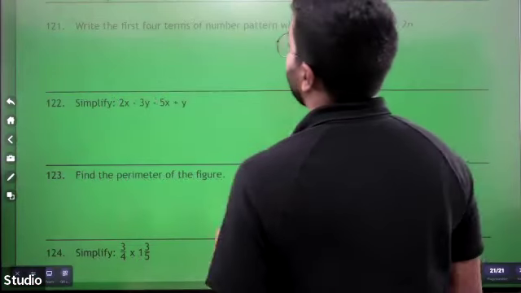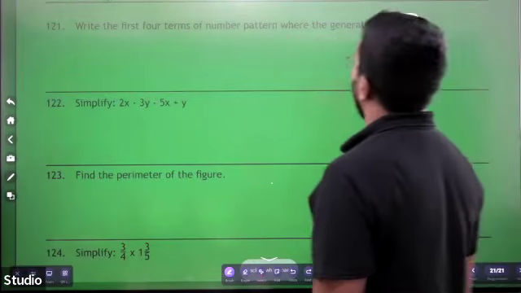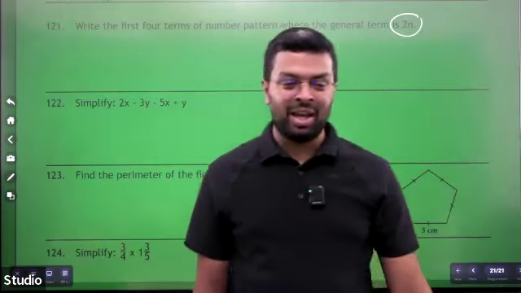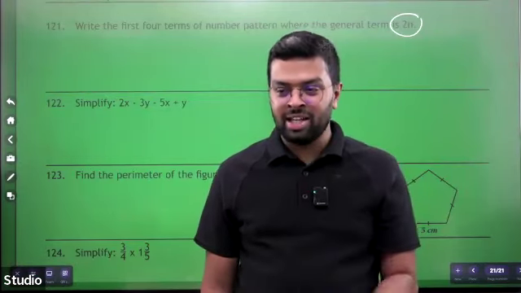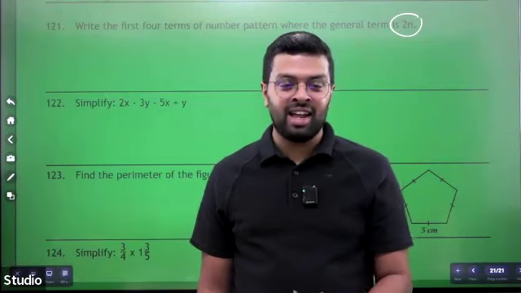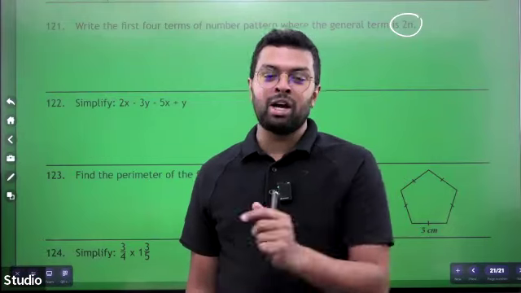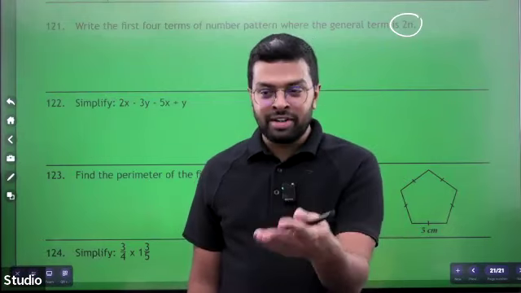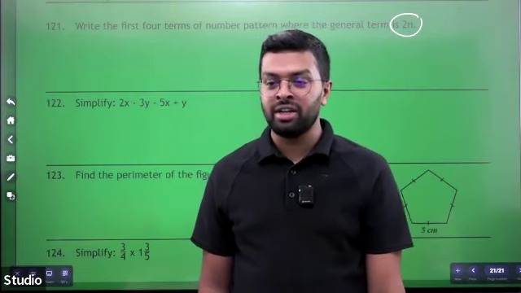Kids, write the first 4 terms of the number pattern where the general term is 2 times n. Right? So whoever was there in the class previously can understand, right? One year they ask who is the general term. The next year they give the general term and ask to write the terms. How easy these questions are, right?